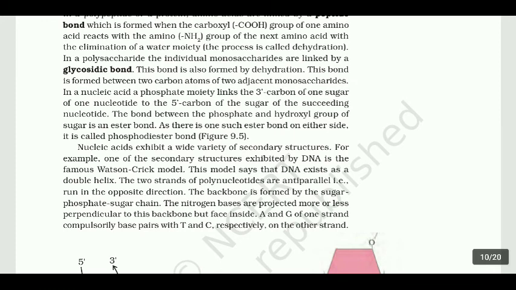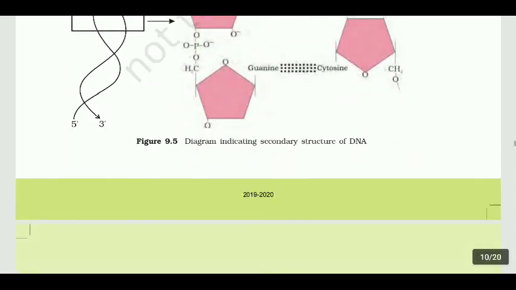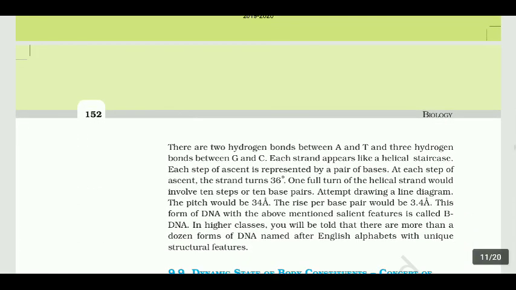The backbone is formed by the sugar-phosphate, while the bases project perpendicular to the backbone but face inside. A and G of one strand compulsorily base pair with T and C respectively on the other strand. There are two hydrogen bonds between A and T and three hydrogen bonds between G and C. Each strand appears like a helical staircase. Each step of the ascent is represented by a pair of bases. At each step of ascent, the strand turns 36 degrees. One full turn of the helical strand would involve 10 steps or 10 base pairs.